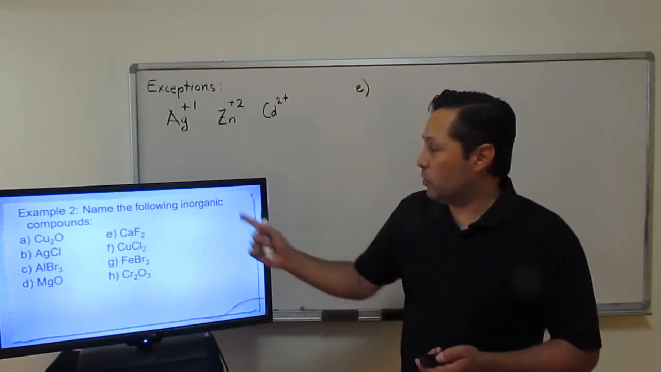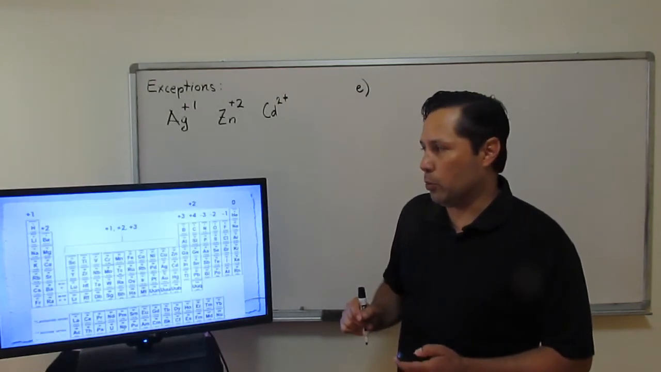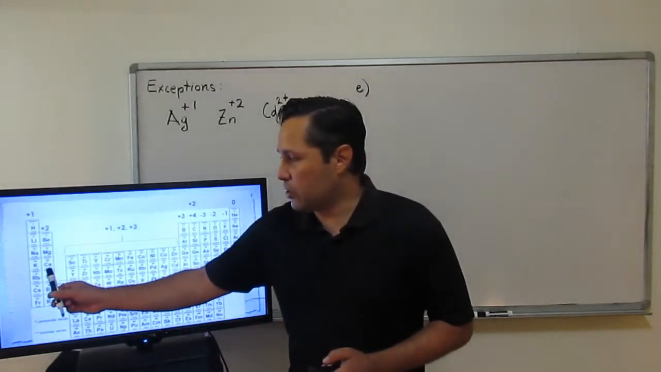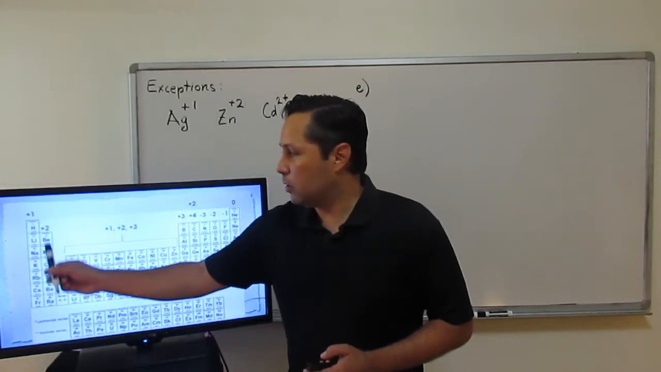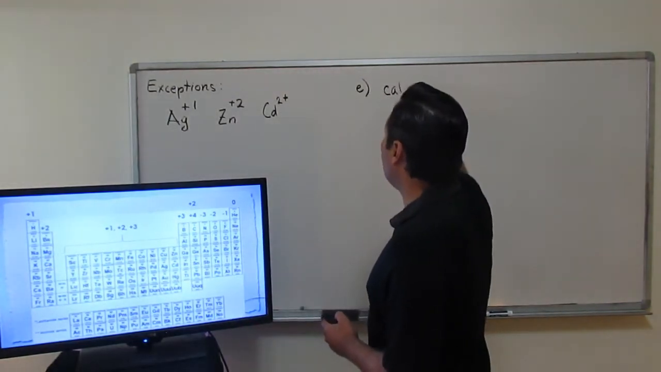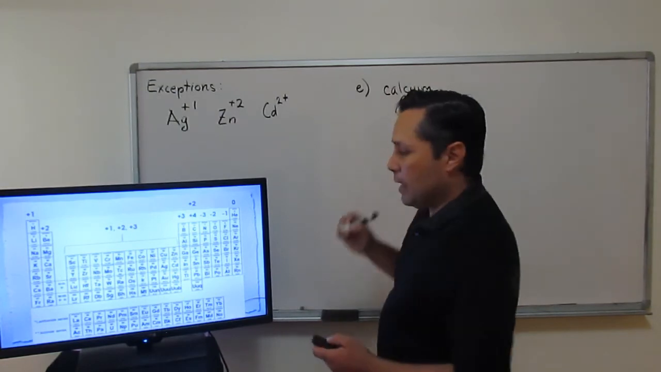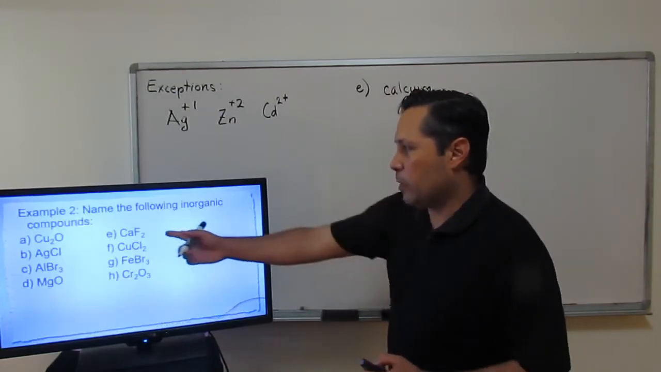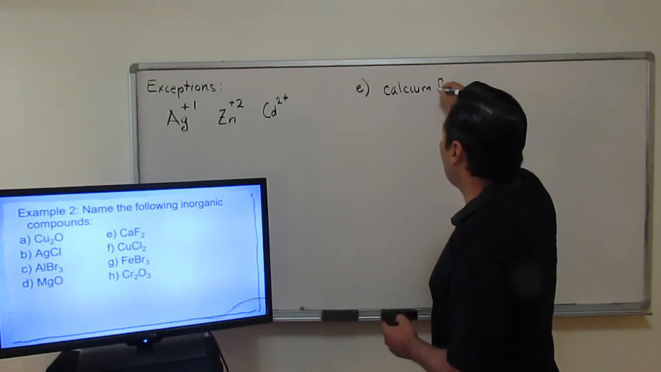CaF. Does Ca, calcium, require a Roman numeral? Let's check. There it is. Does it require a Roman numeral? No, because it always is a +2. So all I have to do is write down calcium. And the second element was fluorine, so it becomes fluoride.